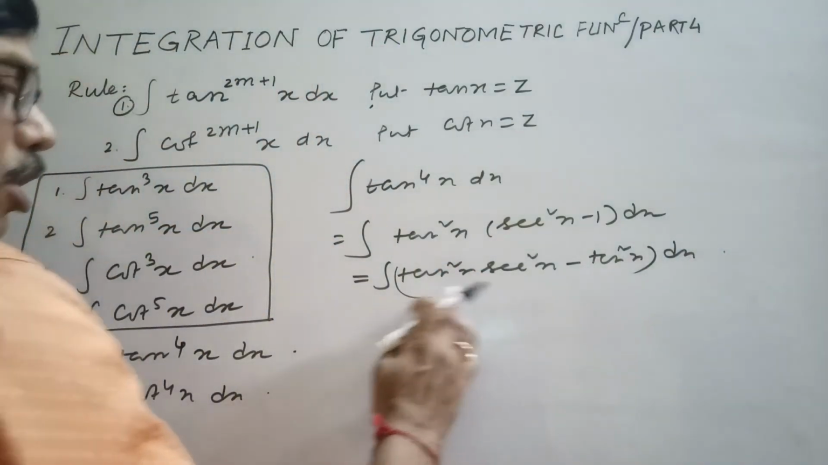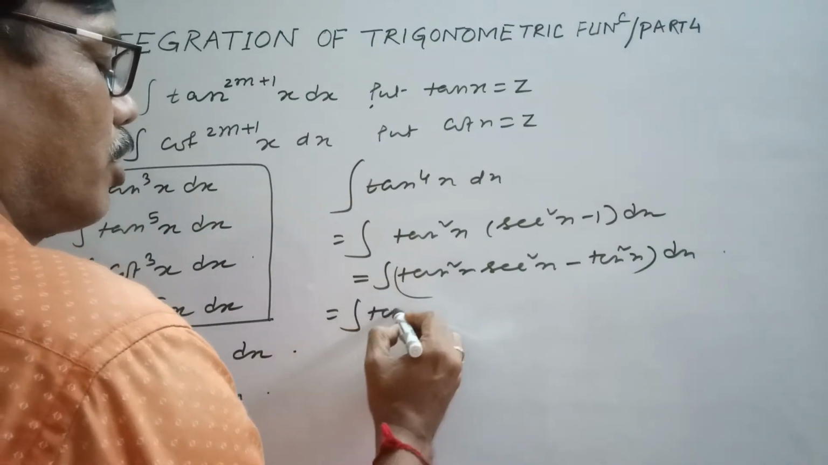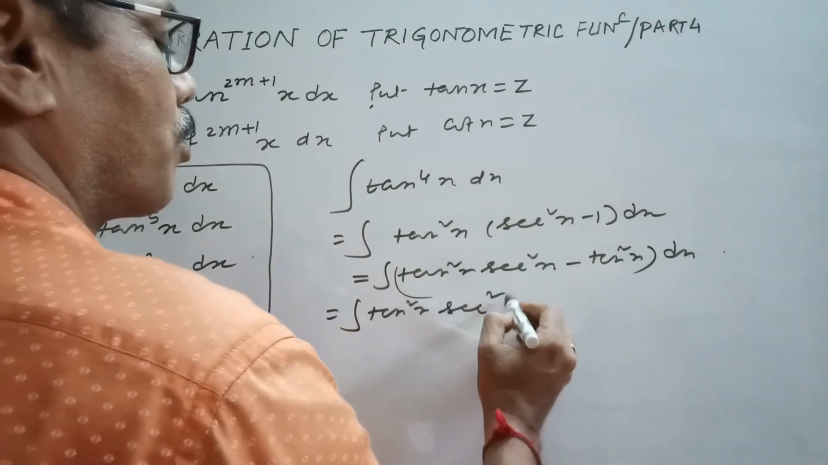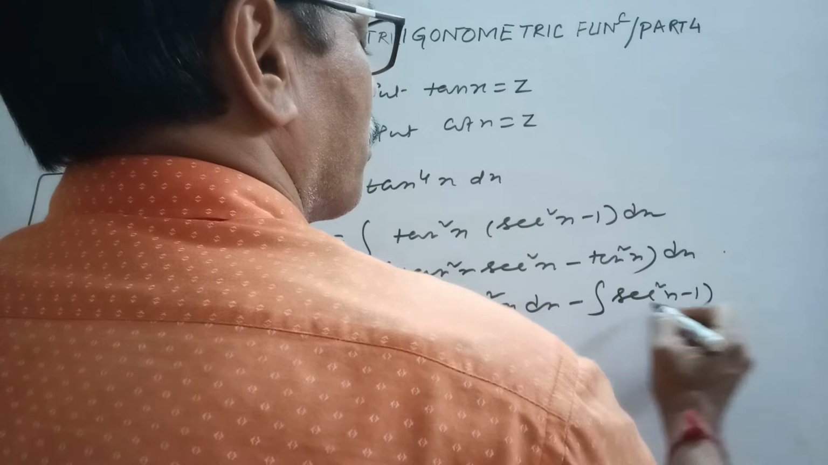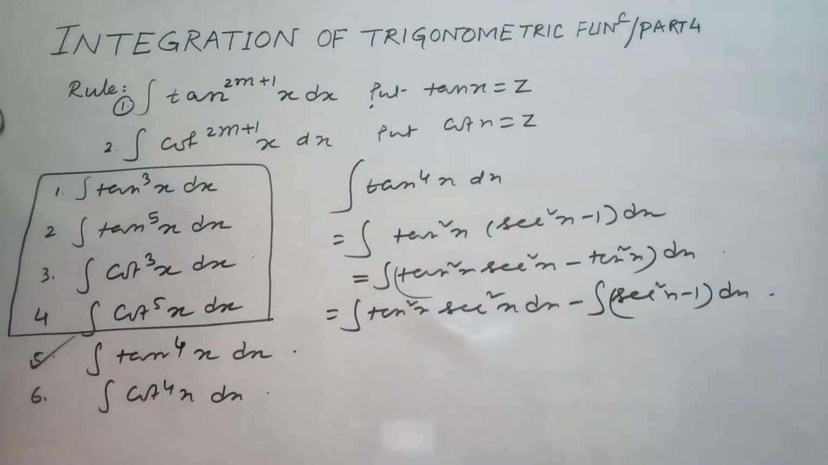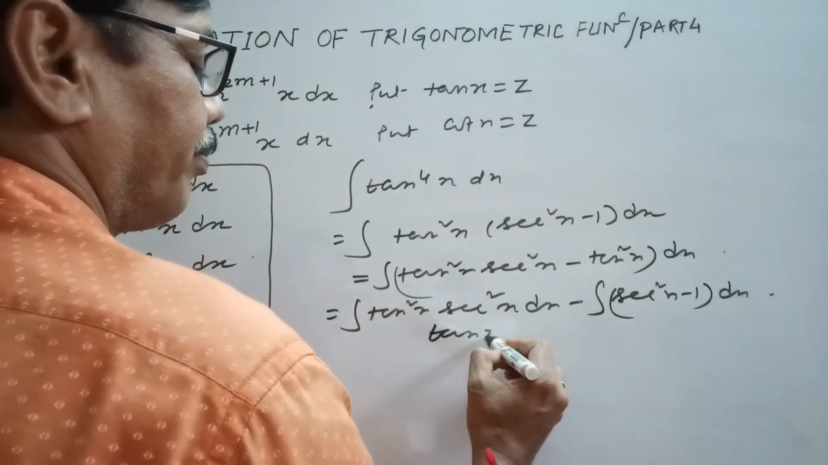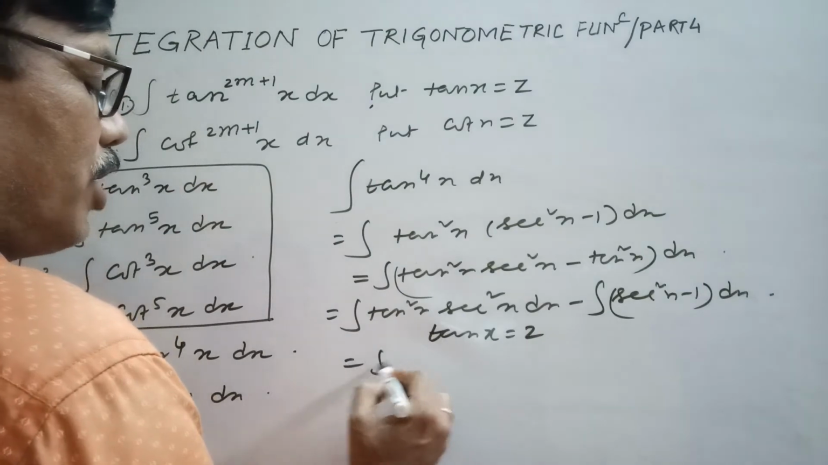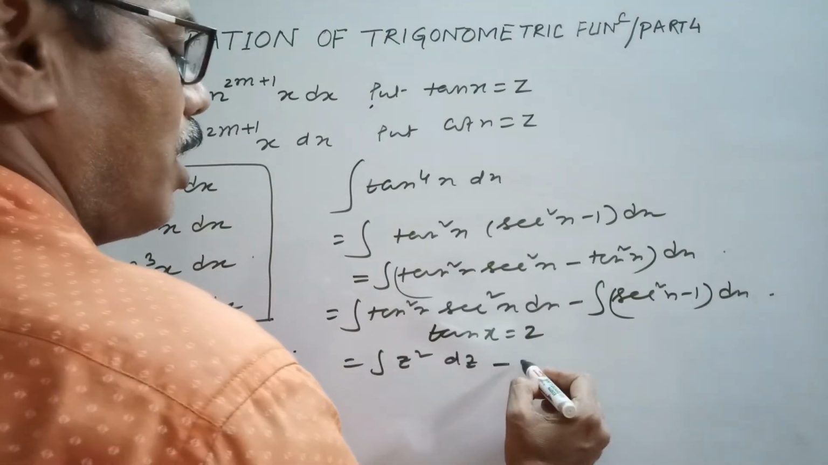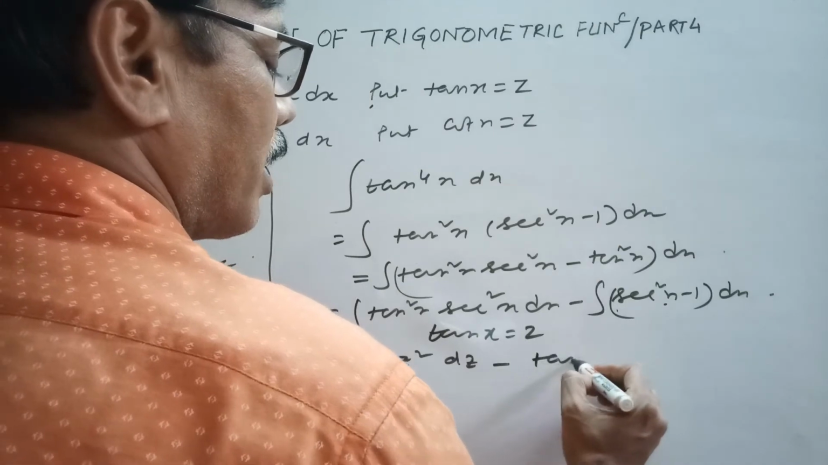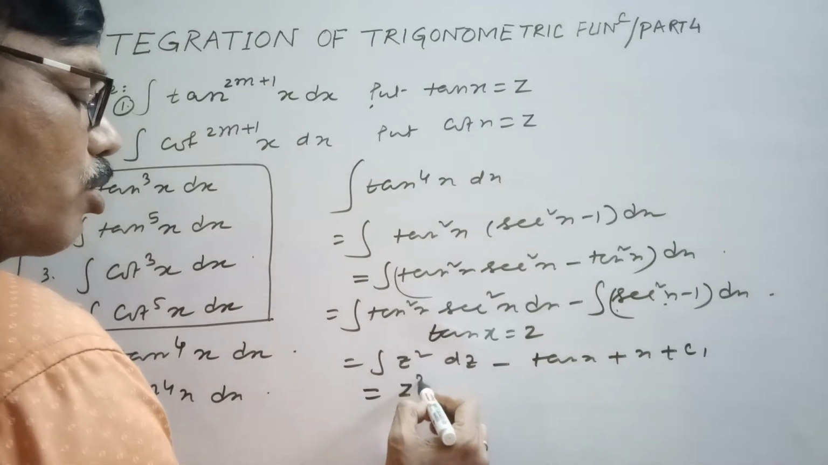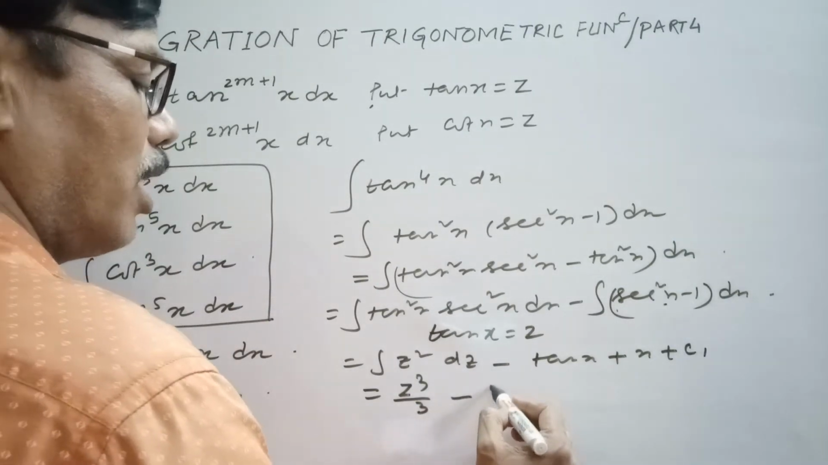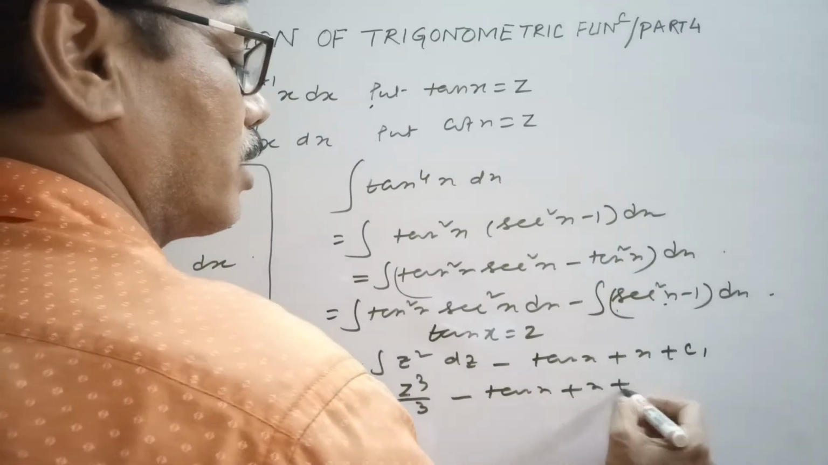Now the first one is of the previous form. Tan square x has an even power of sec, and in the second term, tan square x is sec square minus 1 dx, so it is of the previous form. So tan x equals z. So it is z square dz minus, this is tan x, and minus minus plus c1. So the integration of z square is z cube by 3 minus tan x plus x plus c.